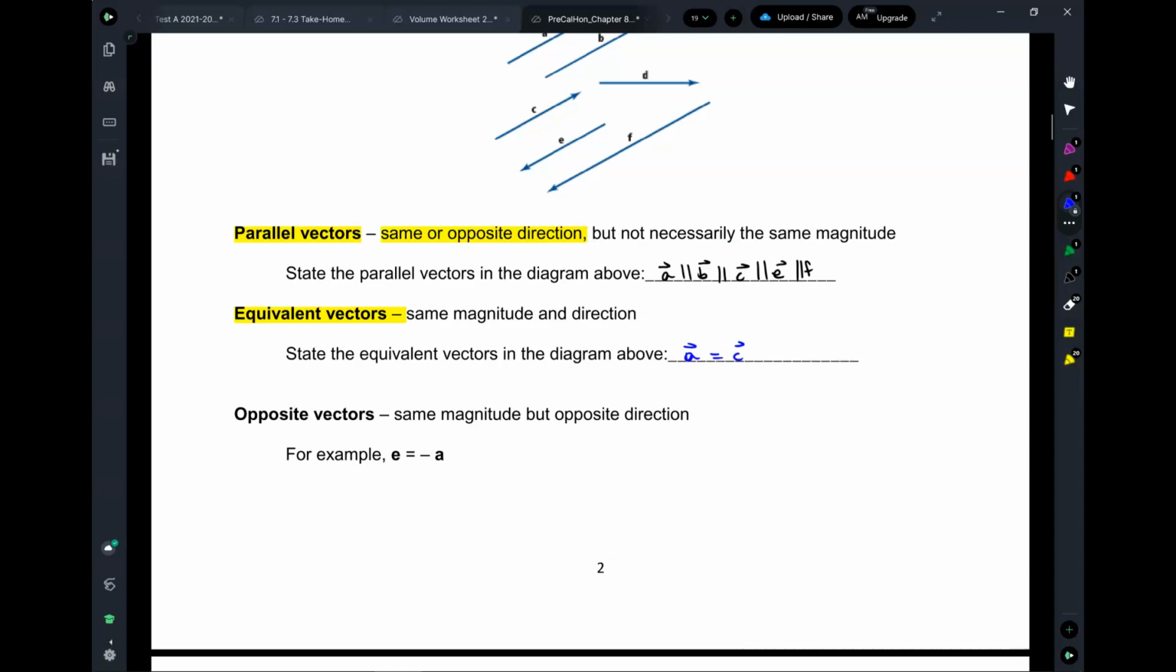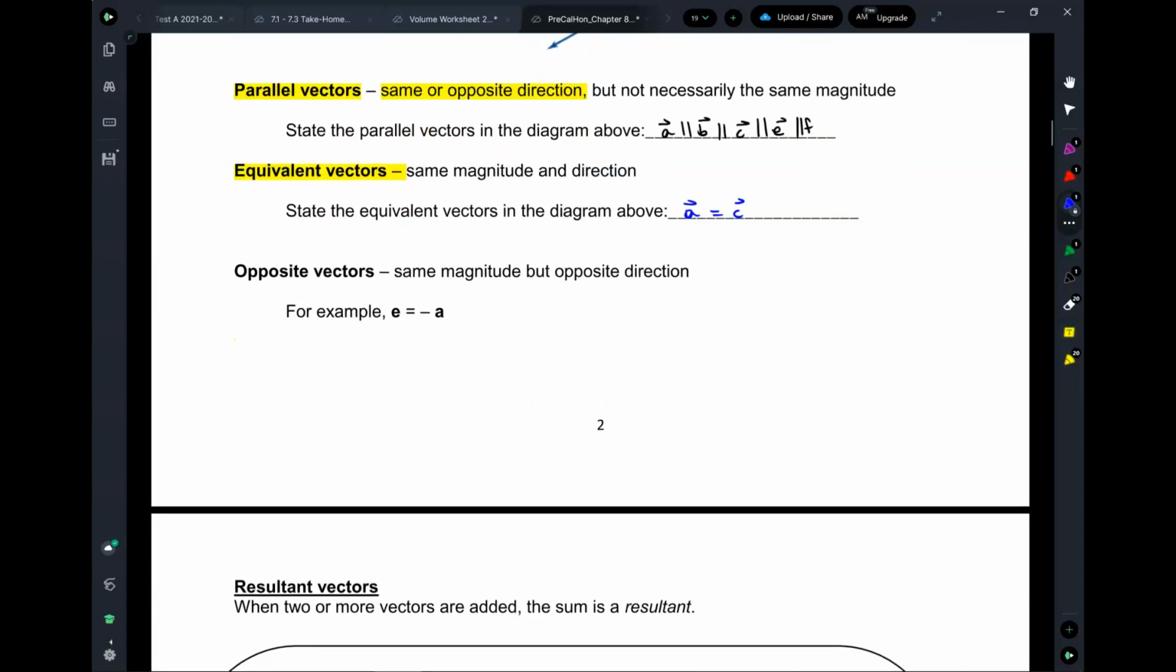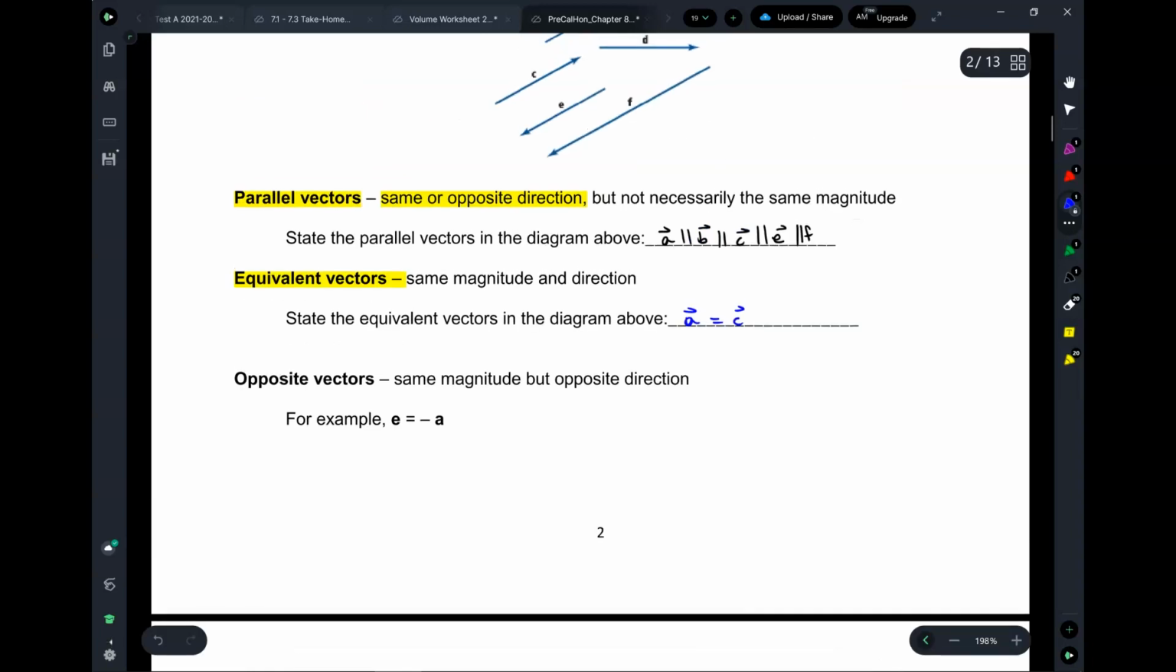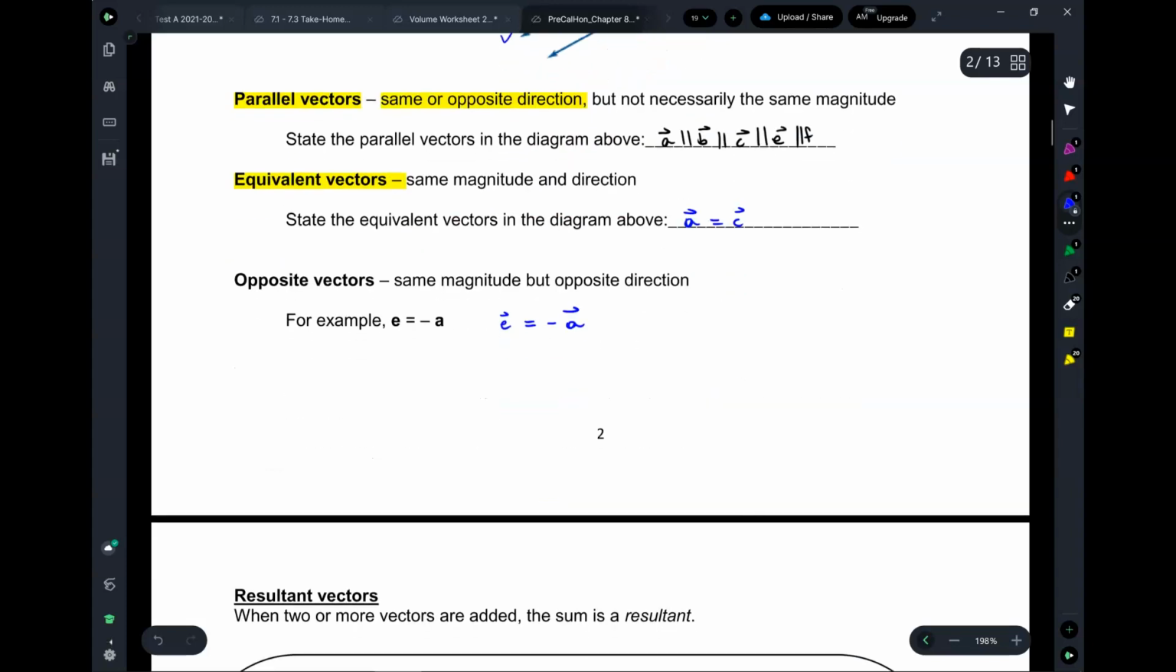Okay. Opposite vectors have the same magnitude but opposite directions. So for example, E and A. Do you see E and A here? This one and this one. Same magnitude, opposite direction, and the way you write it is you say vector E is the same as the negative of vector A. So what do you notice here? This negative, right? What does it signify then?